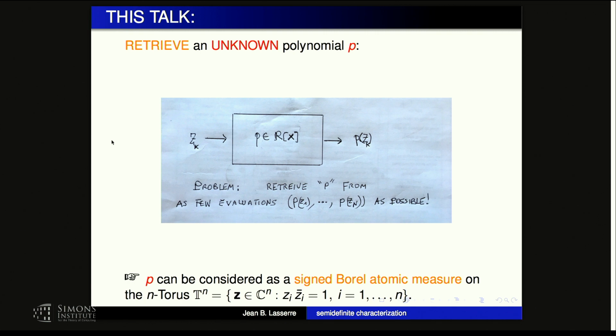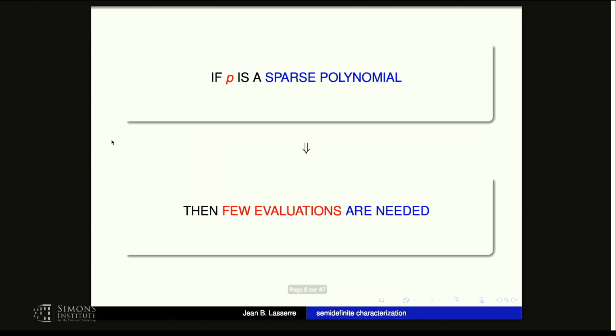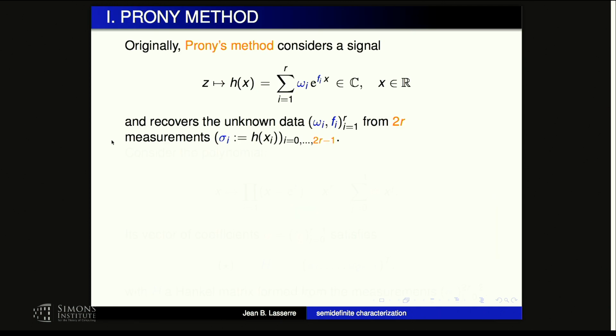The message of the talk is that in this case, P can be considered as a signed Borel measure, atomic, on the n-torus. We will see how it works. Again, the game would be to retrieve your measure from knowledge of some moments. We will see that these are moments of this measure. If P is a sparse polynomial, then you need few evaluations to recover your unknown black box polynomial P.